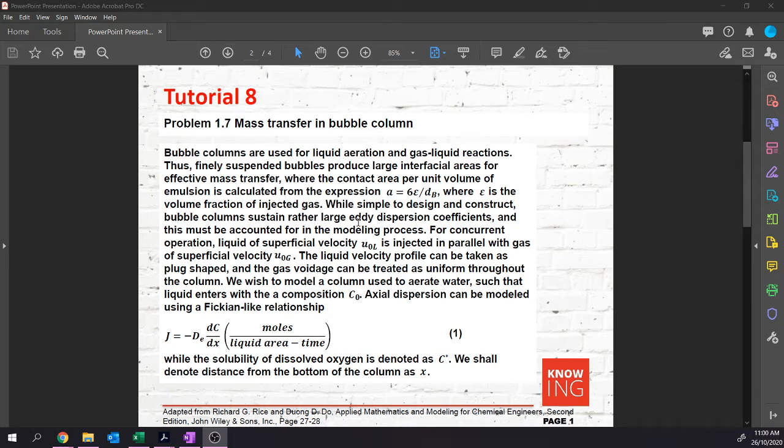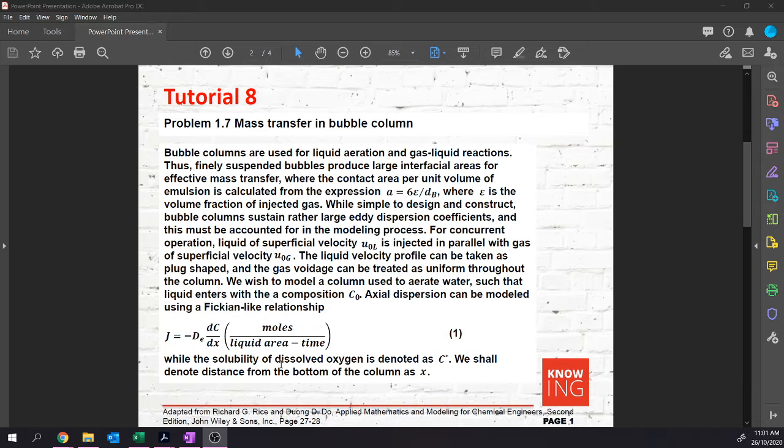While simple to design and construct, bubble columns sustain rather large eddy dispersion coefficients, and this must be accounted for in the modeling process. For concurrent operation, liquid of superficial velocity UOL is injected in parallel with gas of superficial velocity UOG. The liquid velocity profile can be taken as plug shape, and the gas voidage can be treated as uniform throughout the column. We wish to model a column used to aerate water, such that the liquid enters with the composition CO. Axial dispersion can be modeled using a Fickian-like relationship as such.